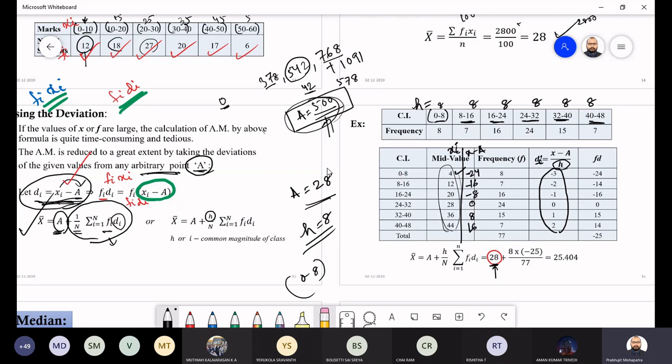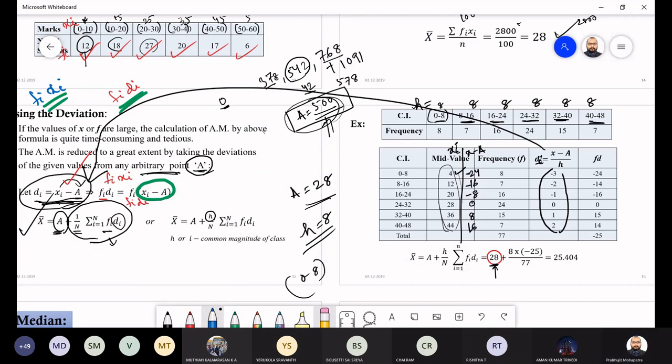If you are having no class interval, if you have normal discrete data, then no need to divide with h. You just take xi minus a, and this is nothing but the di. Getting or not? If it is a continuous case, then you have to divide with h. If it is a discrete case, then no need to divide with h, because there will be no class interval. Just take an arbitrary number and the deviation.